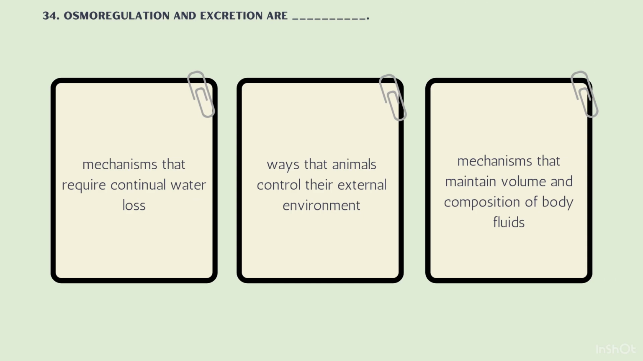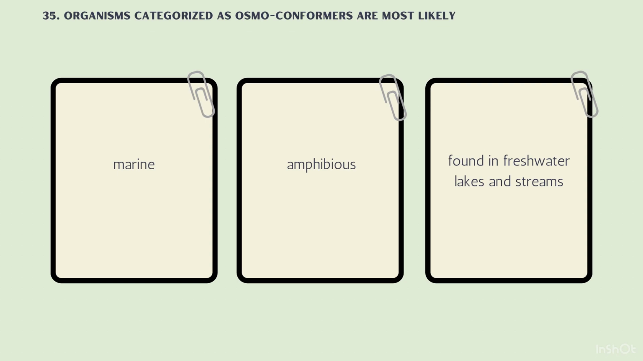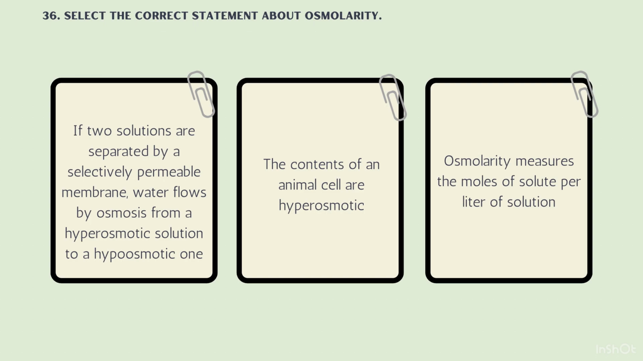Number 34. Osmoregulation and excretion are mechanisms that maintain volume and composition of body fluids. Alright, let's look at 35. Organisms categorized as osmoconformers are most likely going to be marine organisms. Alright, 36. Select the correct statement about osmolarity. Osmolarity measures the moles of solute per liter of solution. So that's basically osmolarity right there.